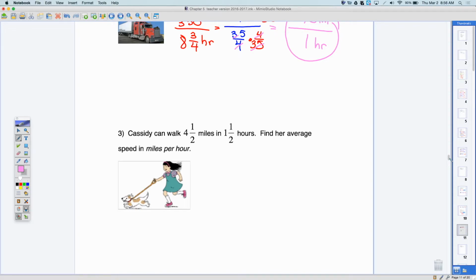Cassidy can walk 4 1/2 miles in 1 1/2 hours. Find her average speed in miles per hour. So again, we want miles over hours. So 4 1/2 miles over 1 1/2 hours. Change them to improper fractions. So it's 9/2 miles over 3/2 hours. Multiply the numerator and denominator by the reciprocal of the denominator.